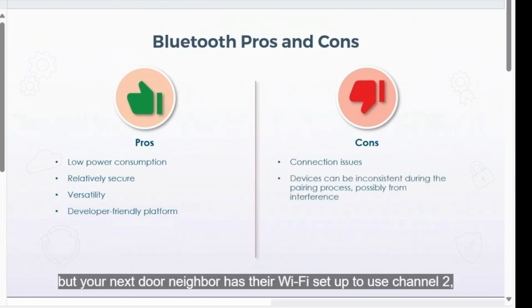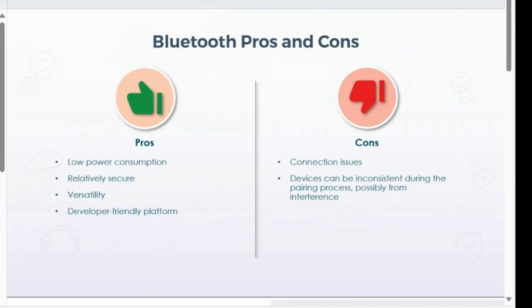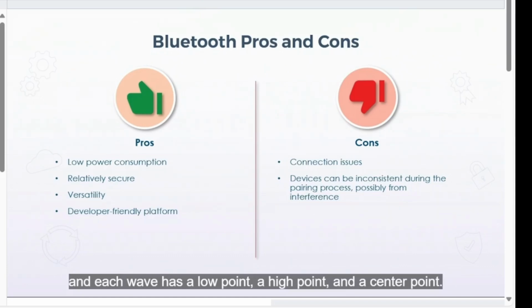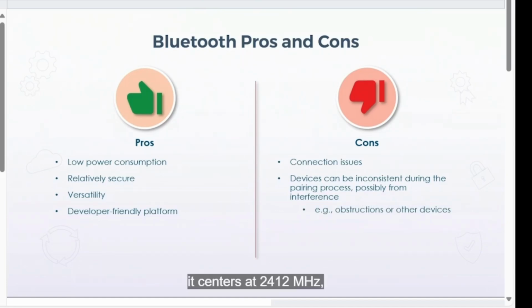That said, devices can be inconsistent during the pairing process. For example, you might be trying to pair two devices, but one does not recognize or see the other, which could be due to normal radio interference from other sources such as Wi-Fi or even some household appliances, or maybe there's an obstruction in the way, or perhaps other nearby Bluetooth devices are interfering with the pairing process.